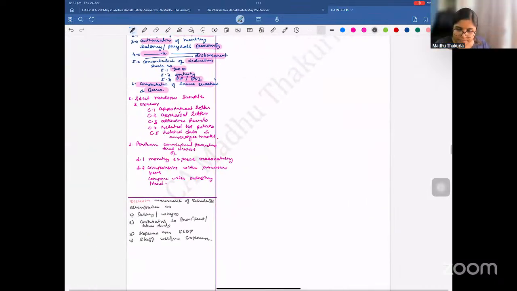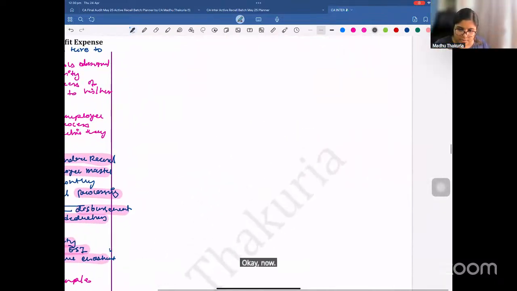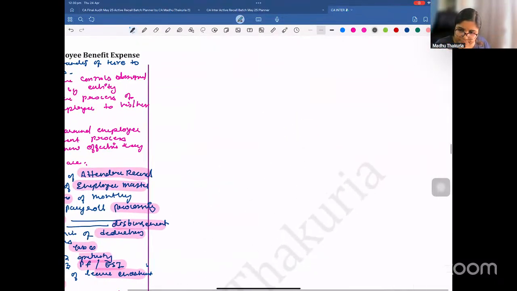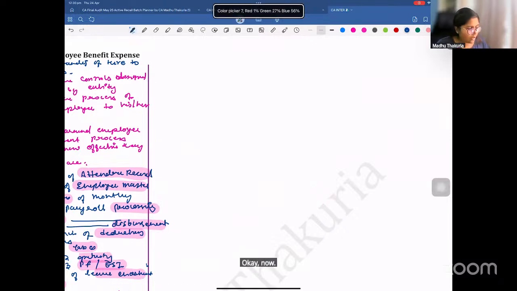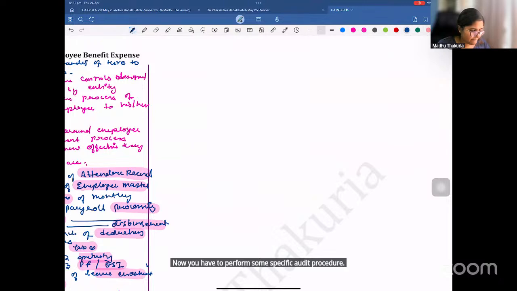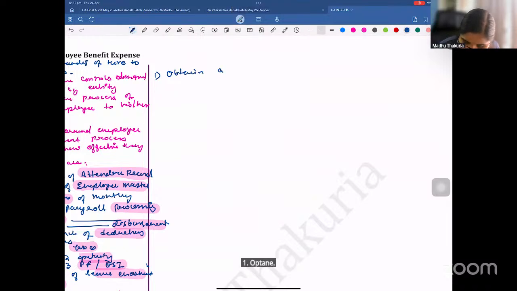Okay, now you have to perform some specific audit procedures. 1. Obtain a list of employees.